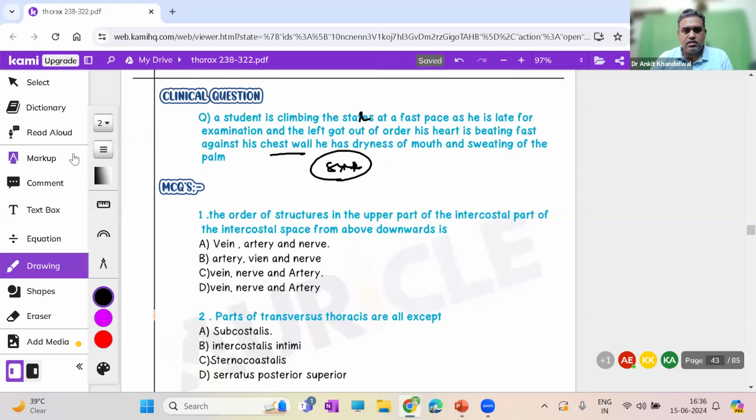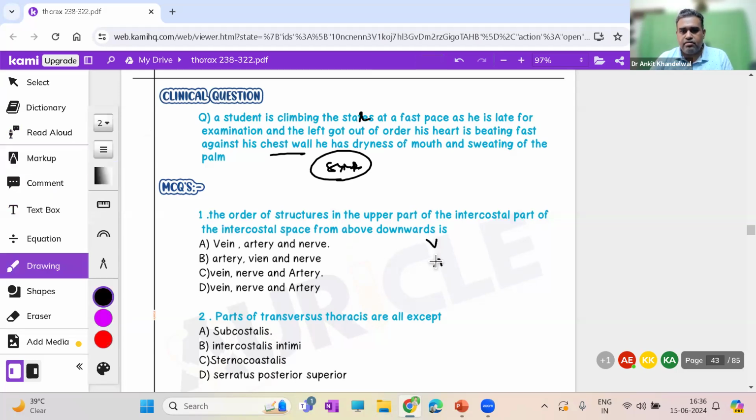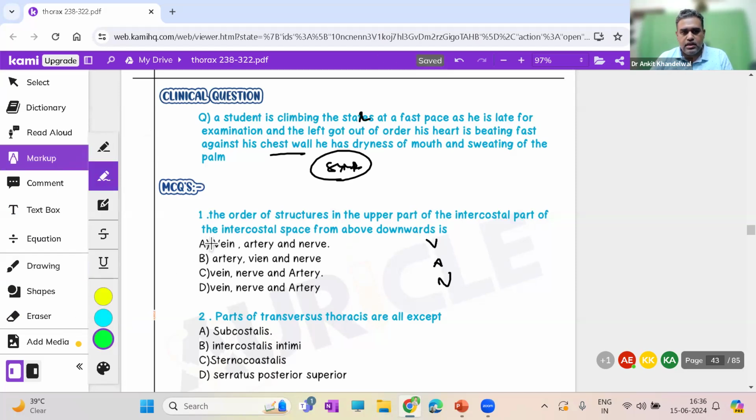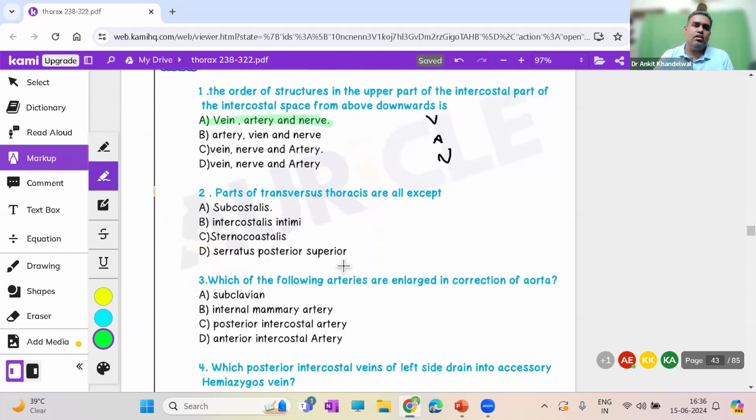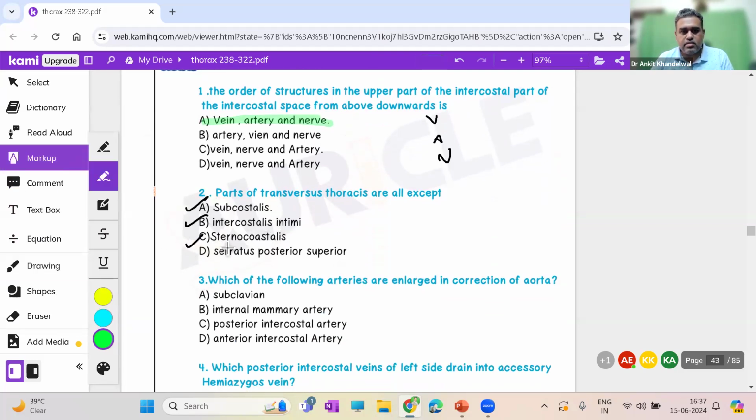In order, the structures in the upper part of the intercostal space from above downwards, we saw the mnemonic was vein, artery, nerve. So look for that. I guess option A is the best option. Part of the transverse thoracic, or all except. Anteriorly, I said we had the sternocostalis. So this will be a part behind the subcostalis and between here the intercostalis intimi. Therefore, the answer will be serratus posterior superior.